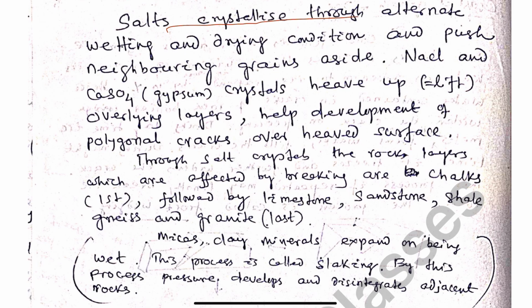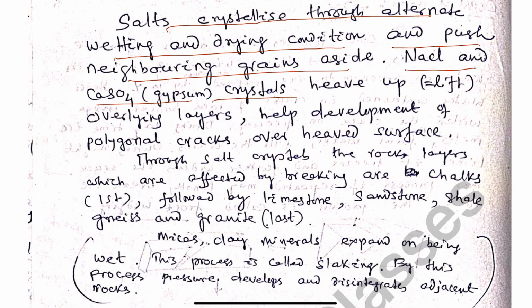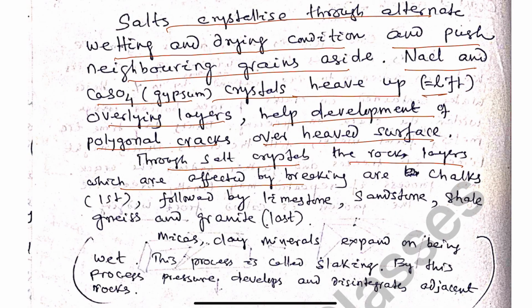So salt crystallizes through alternate wetting and drying conditions, and they push the neighboring grains aside. Sodium chloride and calcium sulfate, which is gypsum, their crystals heave up or lift the overlying layers, helping the development of polygonal cracks over the heaved surfaces. Through salt crystals, the rock layers which are affected by breaking crumble to weathering easily.